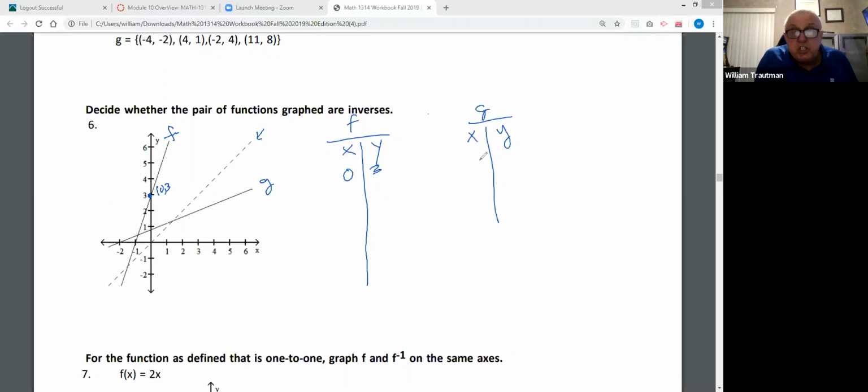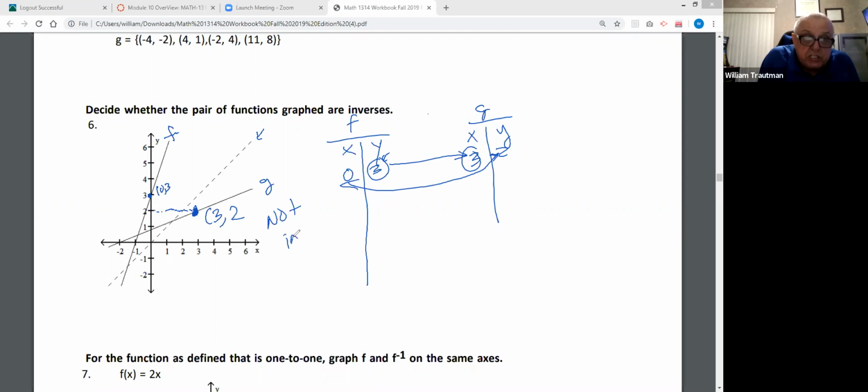Let's go to the G function. Do you see, if the y is 3, we can make the x 3 over here. If the x is 3 in the G function, that means this is the point right here, the x is 3. What does the y equal in this coordinate? It kind of looks like it's 2. Do you see how you can do one coordinate? The y and the x are the same, but the x and the y are not the same. So these are not inverses.